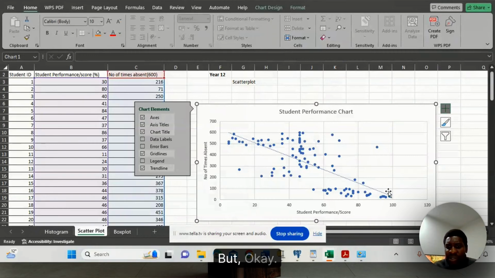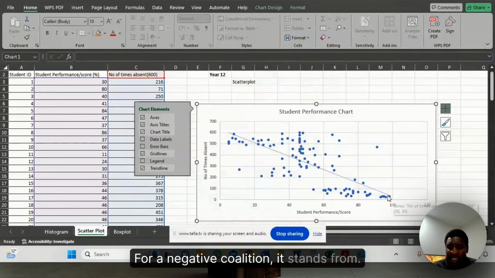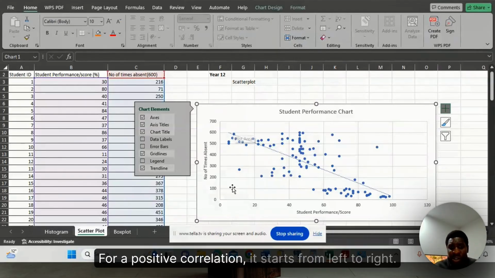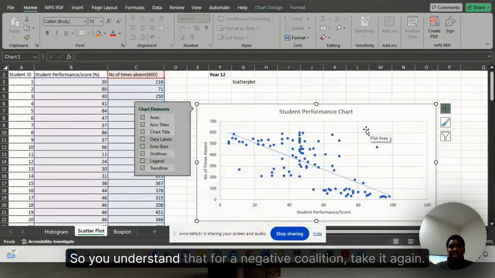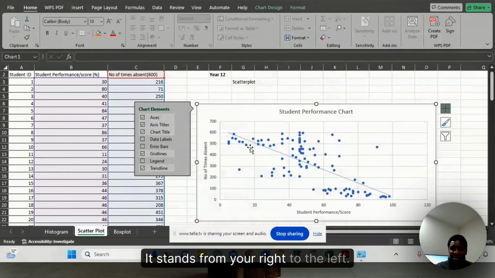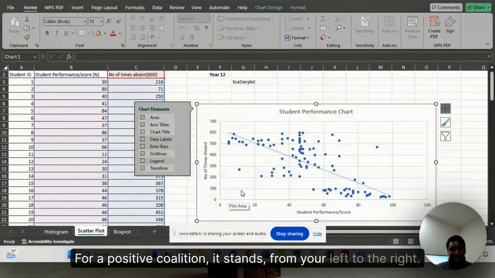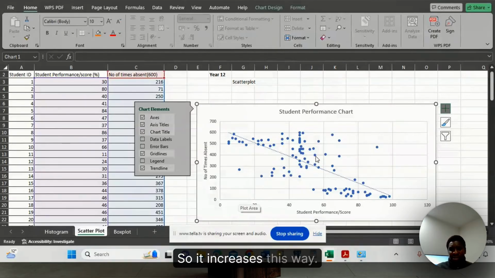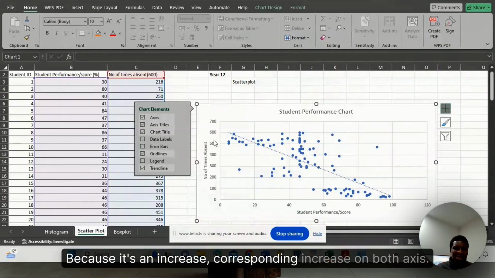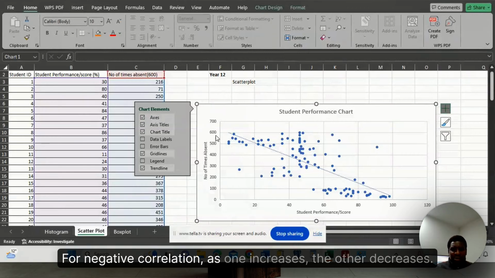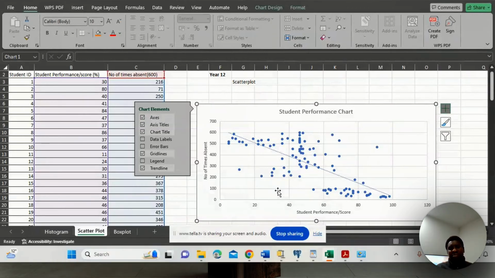Okay, for a negative correlation, I will take it from below now. It stems from right to left. For a positive correlation, it stems from left to right. I think that's better now. So you understand that. For a negative correlation, I take it again, it stems from your right to the left, while for a positive correlation, it stems from your left to the right. So it increases this way, because there's a corresponding increase on both axes. For negative correlation, as one increases, the other decreases.